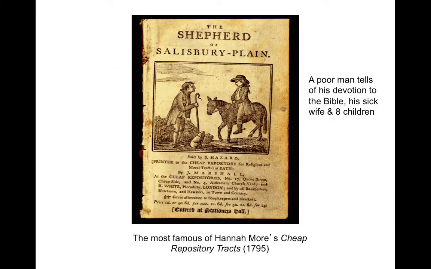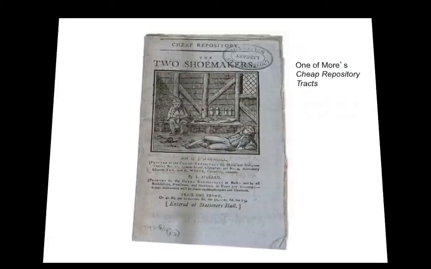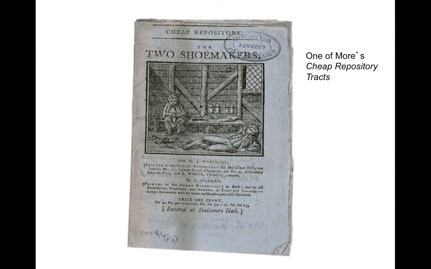And here you have another one. A poor man tells of his devotion to the Bible, his sick wife, and 8 children. And this is, again, another one of those cheap repository tracts. One more, because I couldn't help it. I found them and I thought they were really cool.